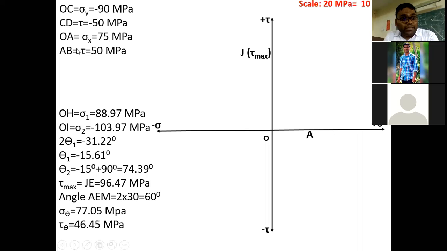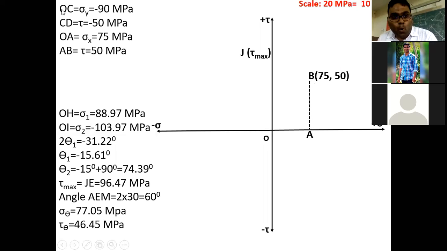Then you see what the shear stress corresponding to sigma x is. That is 50 megapascal, and the sign is positive, so it goes upward. How much? Dividing by 20 gives 2.5. Great. Then this is 2.5. The value of this is 75 and 50, the coordinates of point B.